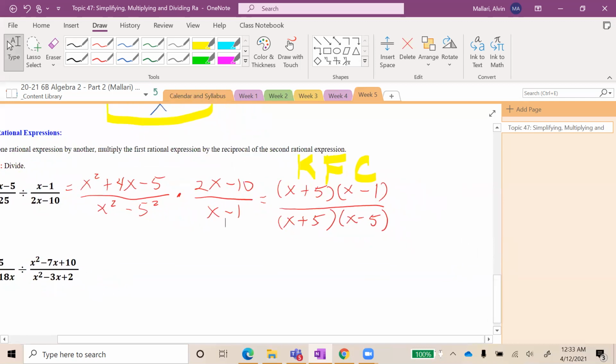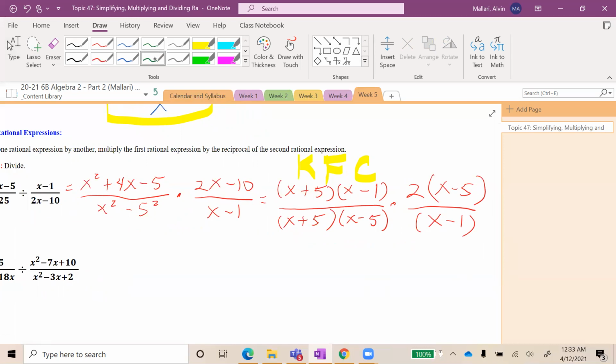Now let's work with 2x minus 10. Common factor would be 2. And then we divide 2x by 2. That would be equal to x. Divide negative 10 by 2. That will be negative 5. Then we have our denominator, which is x minus 1.